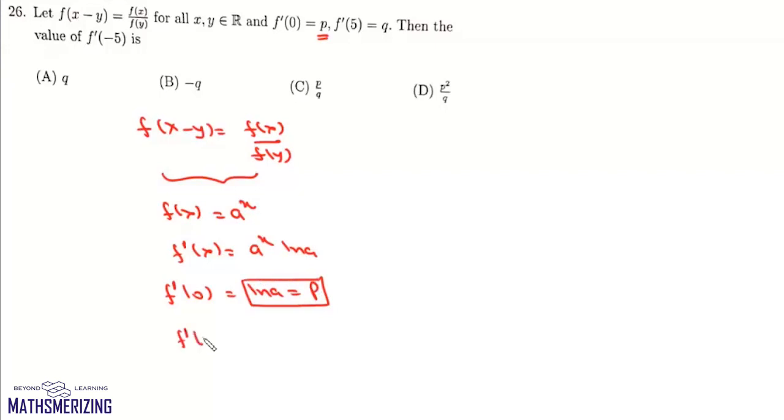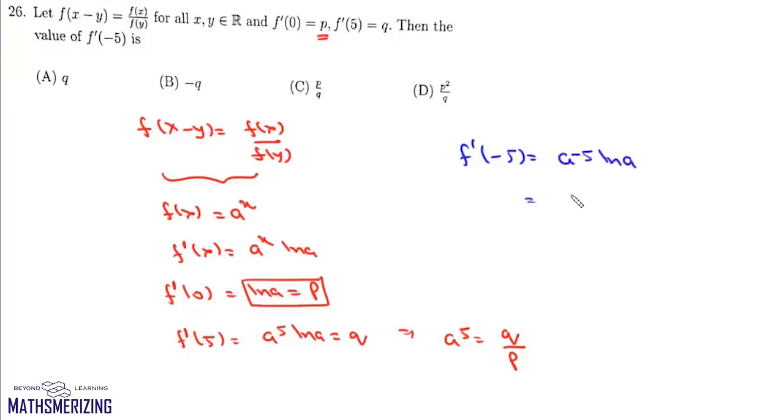Now if we find f dash 5, it will be a to the power 5 log a, and it is q. Now log a is p. So from here we can write a to the power 5 equals q by p. Now we need to find the value of f dash minus 5. Now f dash minus 5 will be a to the power minus 5 into log a. Now 1 upon a to the power 5 will be p by q, and log a is simply p. So this value will be p square by q, and that's your option D.